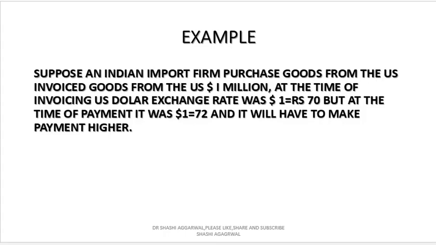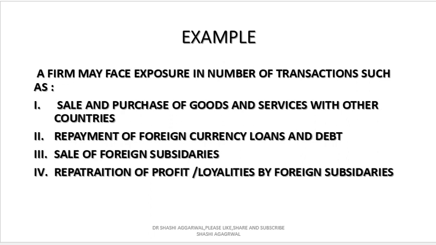Suppose an Indian import firm purchased goods from the US, invoiced at 1 million. At the time of invoicing, the US dollar exchange rate was $1 equal to 70 rupees, but at the time of payment it was equivalent to 72 rupees. So I have to pay 2 rupees more per US dollar. So I have to make more payment as compared to the time of the contract.